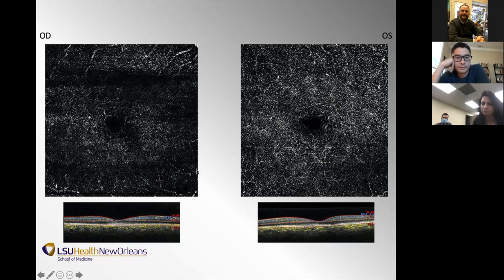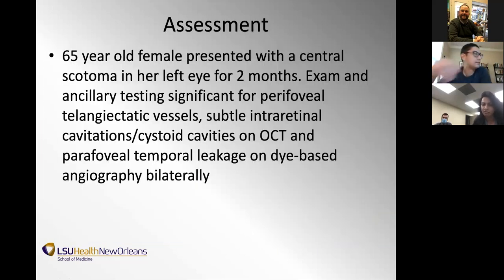Okay. So we have a 65-year-old female that presented with a central scotoma in her left eye for 2 months. Exam and ancillary testing are significant for perifoveal telangiectatic vessels, subtle intraretinal cavitations or cystoid cavities on OCT, and parafoveal temporal leakage on dye-based angiography bilaterally. Any thoughts? Anyone? Juxtafoveal telangiectasia. Good. Excellent.